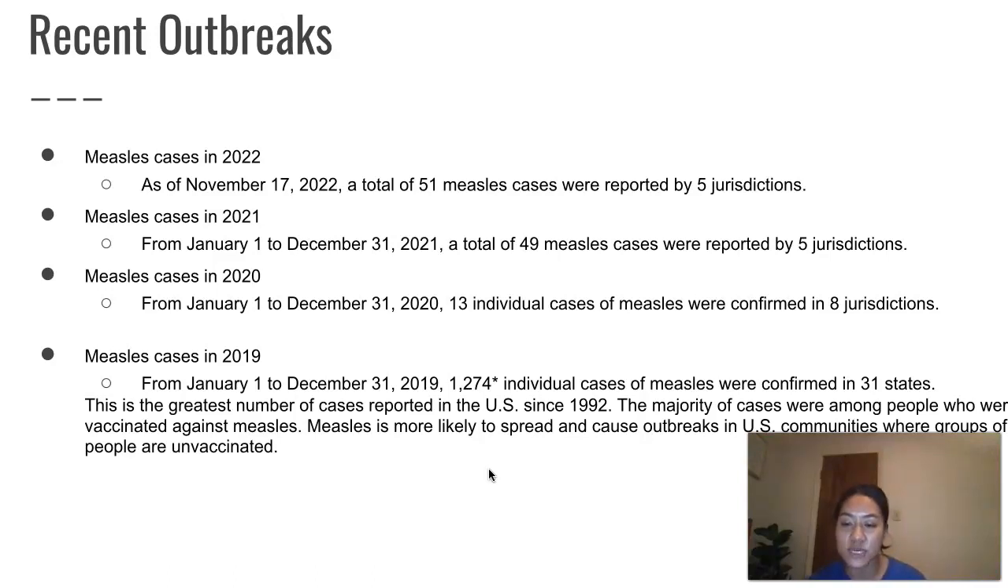Measles cases in 2019: from January 1st to December 31st, 2019, 1,274 individual cases of measles were confirmed in 31 states. This is the greatest number of cases reported in the U.S. since 1992. The major cases were among people who were not vaccinated against measles. Measles is more likely to spread and cause outbreaks in U.S. communities where groups of people are unvaccinated.